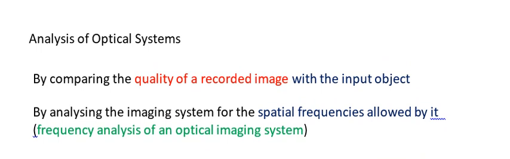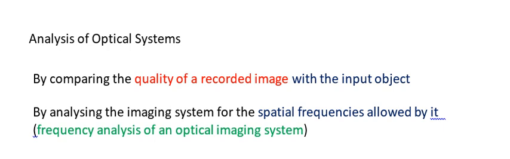Once we have studied our systems, we should be able to analyze the quality of the system. The quality of our optical system is based on the quality of the recorded image, compared with the input object. If they are very close to each other, we shall say that our system design is very close to perfection. But if there are deviations, then we have to find out the sources of deviations in the optical components.